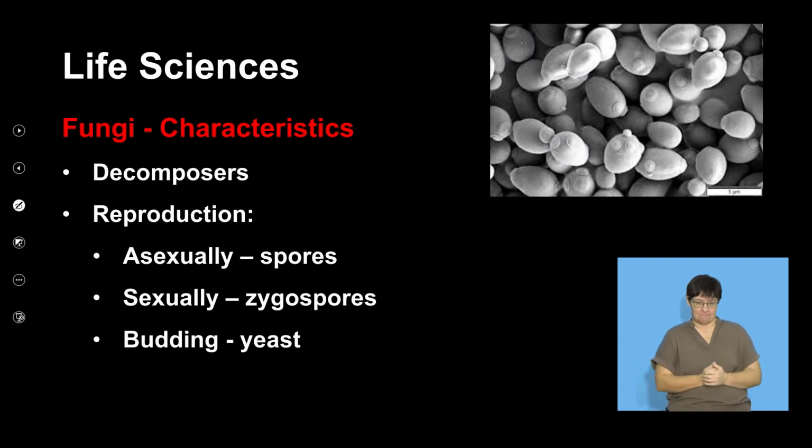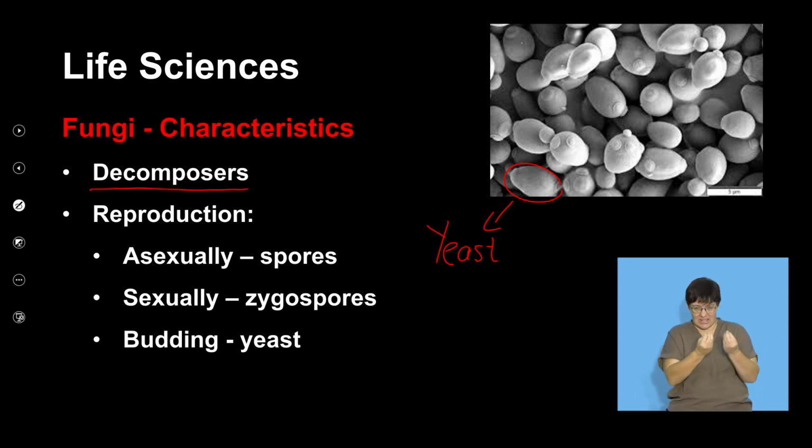Okay, guys, now I don't know if you know what this is. This is yeast. It's one of the few unicellular fungi that we're going to find. Now, as I said to you, fungi are decomposers. This is now their characteristics. They are decomposers. They break down all living things, right? And when they reproduce, these are spores. This is asexual. This is yeast reproducing.